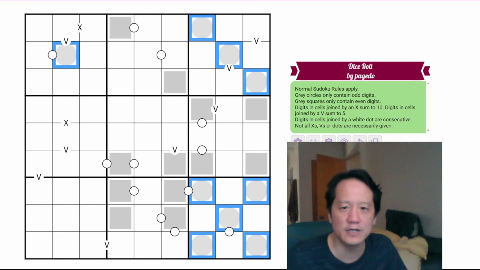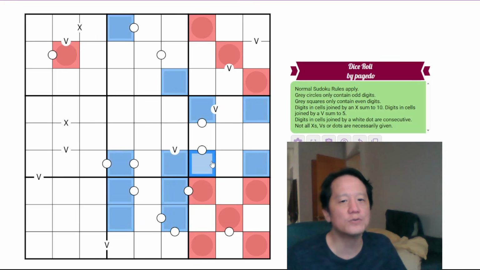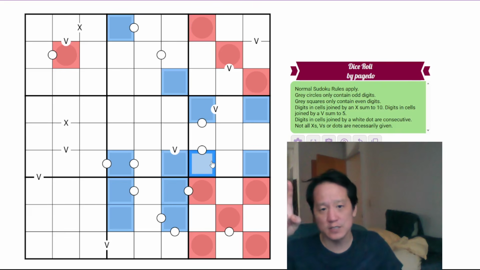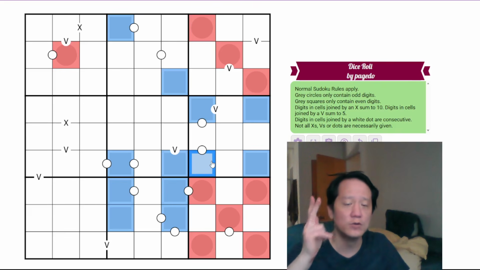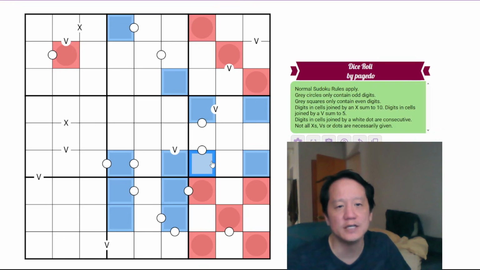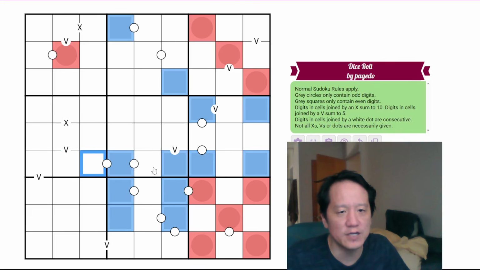Okay, so I like coloring odd cells as red and even cells as blue. You can only have 4 even cells in each box, column, or row, and you can only have 5 red cells in each box, column, and row. And to be consecutive with an even digit, you must have an odd digit. So these are odd. This is odd.